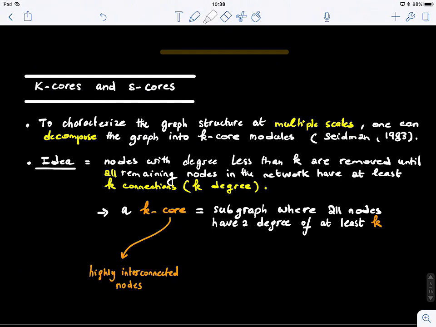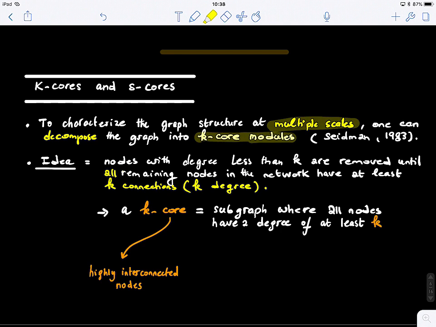So to characterize the graph structure at multiple scales, and this is what you just brought up, right? If you have multiple scales, so you have big providers and big companies like Google and Facebook, and then you have very small companies. So here you can analyze your graph at multiple scales. One can decompose the graph into K-core modules, okay?